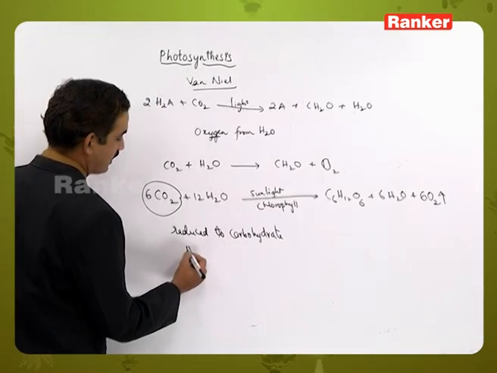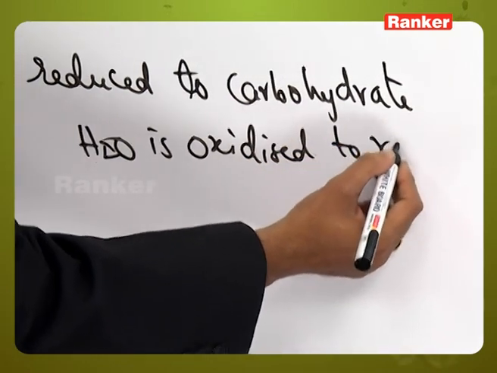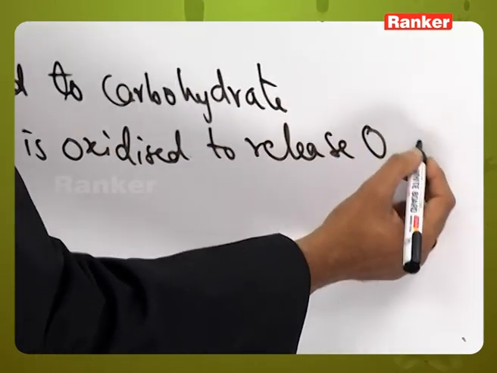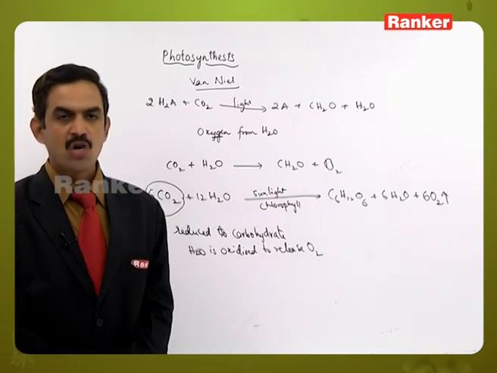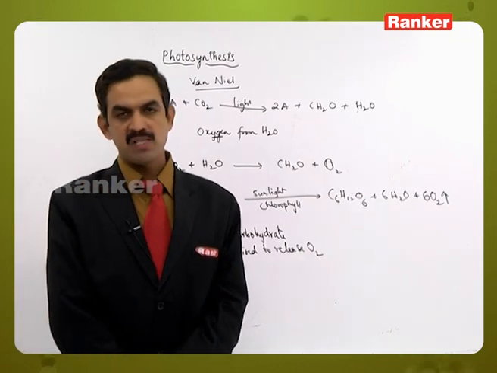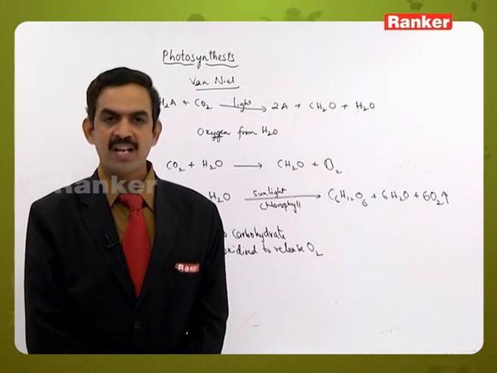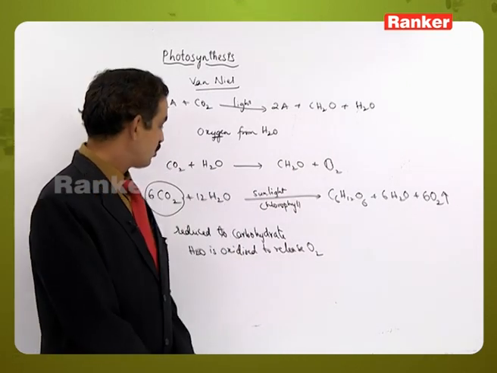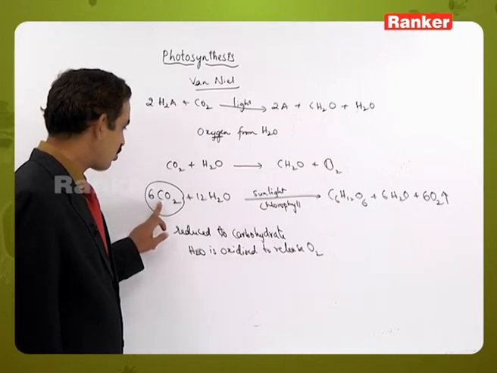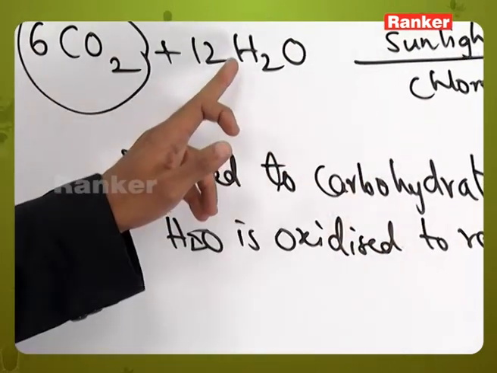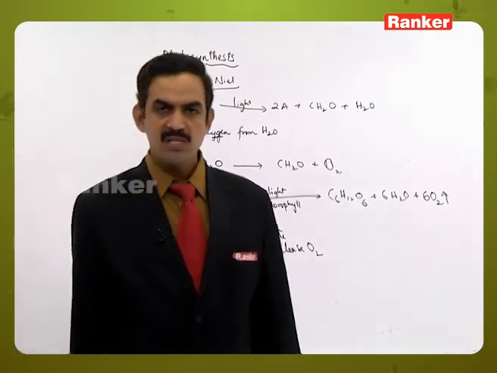whereas water is oxidized to release oxygen. So we can say that here two reactions are taking place, that is oxidation and also reduction. That's why we say that photosynthesis is a physico-chemical process where oxidation-reduction is taking place. So here two substrates are participating in the process. One substrate, carbon dioxide, is undergoing reduction to form carbohydrate, and the other substrate, the water molecule, is undergoing oxidation to produce the oxygen molecule.